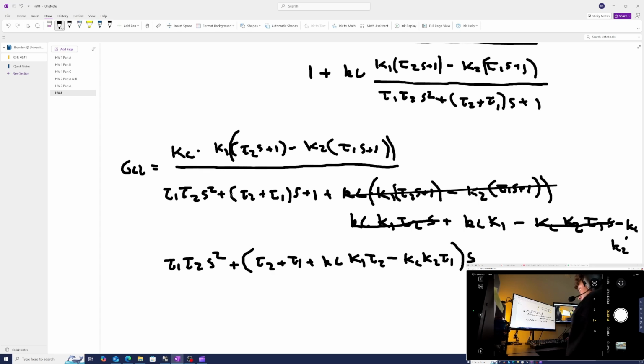So now we move this over, we move this over, so all we have left is plus 1 plus KC K1 minus KC K2. Okay, and that will be what's on our bottom with all of our s's separated.